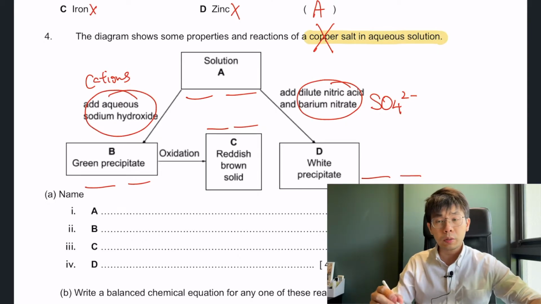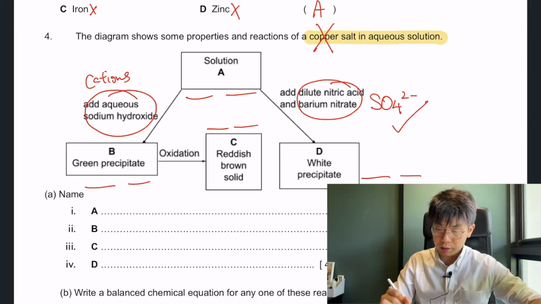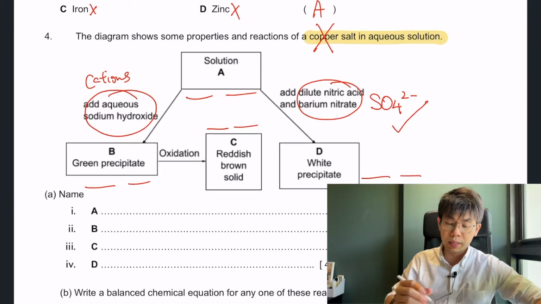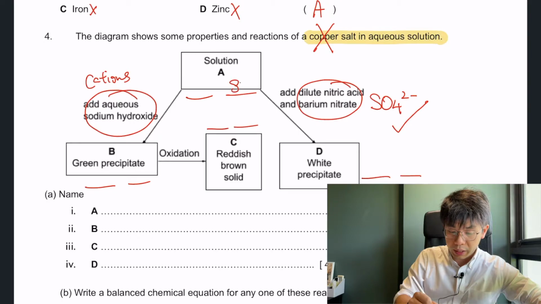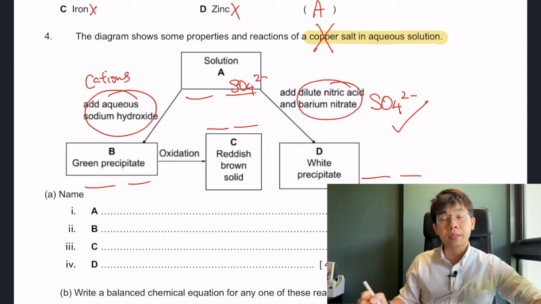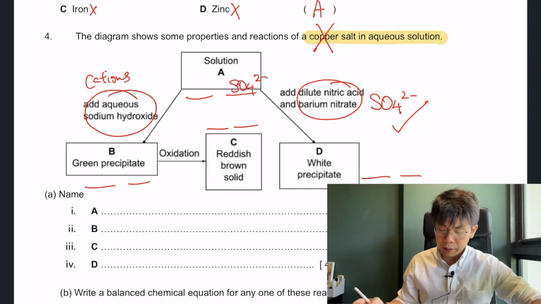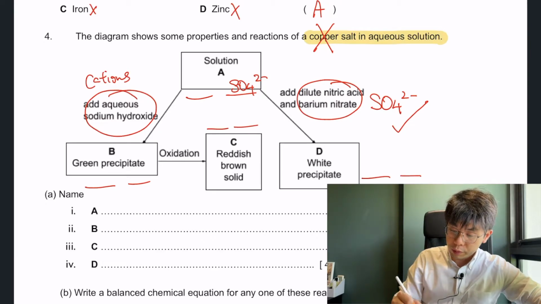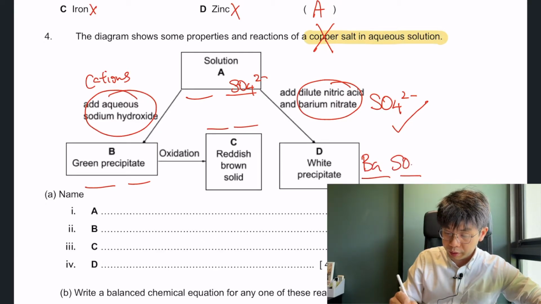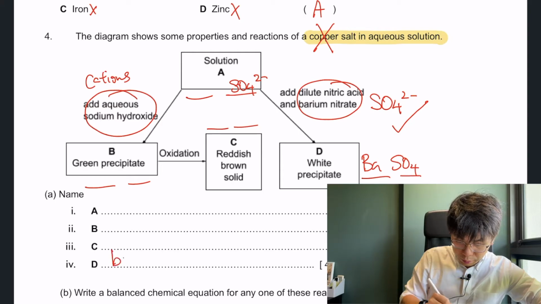Okay, so let's look at the sulfate test first. Is this a positive test? Yes, it's a positive test because I will get a white precipitate. So I know that solution A would have a sulfate ion inside, right? And the white precipitate that it forms will have to be my barium sulfate. So white precipitate is barium sulfate.